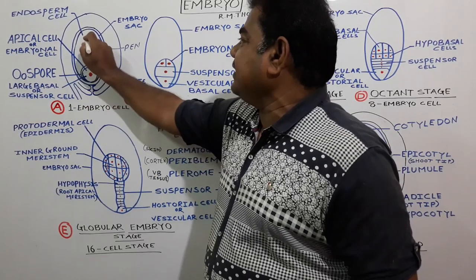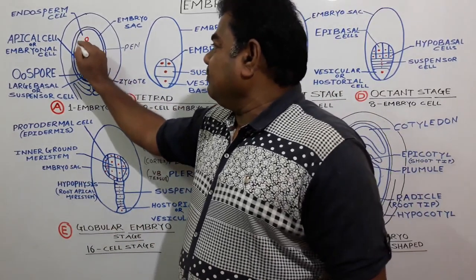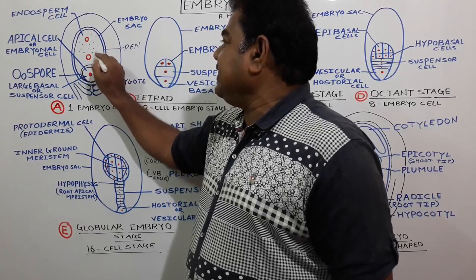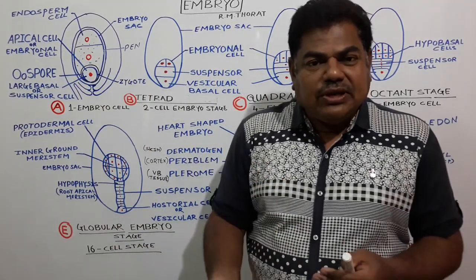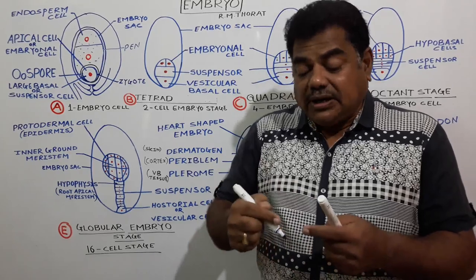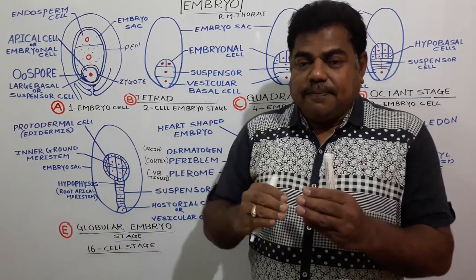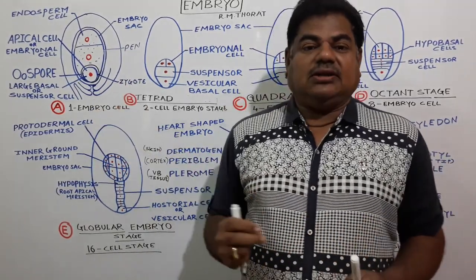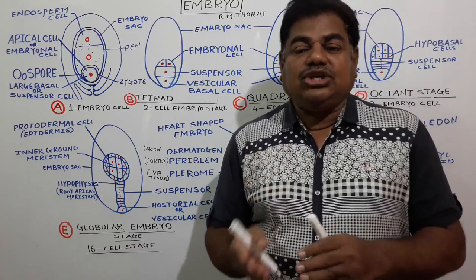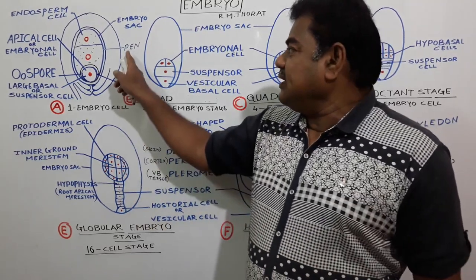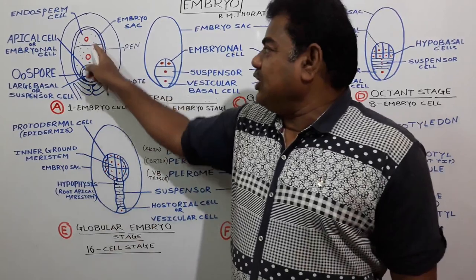This nucleus divides into two nuclei like this, and when the nucleus divides into two nuclei, reserve food material increases in the cytoplasm. In free nuclear division, cell walls do not form. But as soon as the primary endosperm nucleus divides into two nuclei, the plant ensures, as a type of adaptation, assured nutrition to the developing embryo. As soon as the primary endosperm nucleus divides into two nuclei, endosperm gets formed.